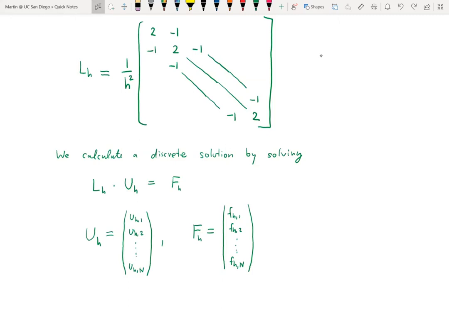And the solution vector U_h contains the entries U_h1, U_h2 up to U_hn, which are, of course, the entries of the discrete solution on the interior nodes. Since we are using homogeneous Dirichlet boundary conditions, we already know that U_h0 and U_h(n+1) are equal 0, so we can remove them from the linear system of equations. That's just a technical simplification to ease the following discussion.